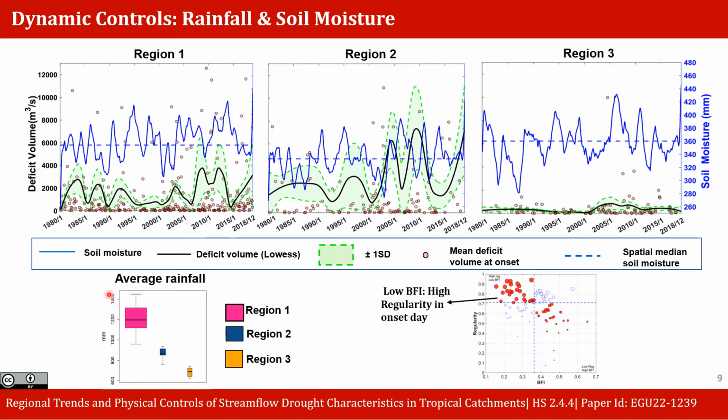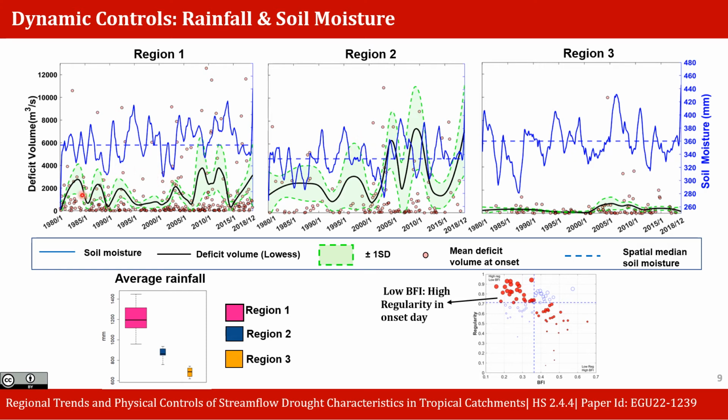What we found is that, on average, rainfall is higher in region 1, and the mean rainfall values are also very high in region 1, but in region 2 and region 3 the average rainfall values decline. Not only that, we see how the deficit volume and the soil moisture have been for those three regions. What we found is that in region 3 the soil moisture is much higher, and for region 1 and region 2, the soil moisture values have been in a similar range.